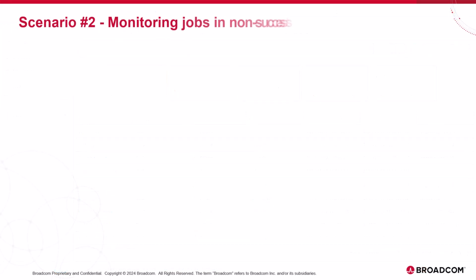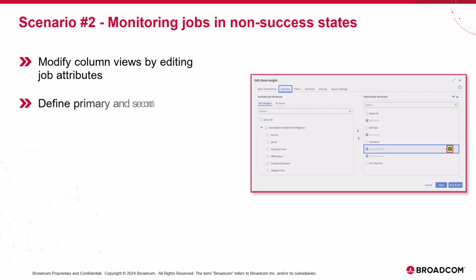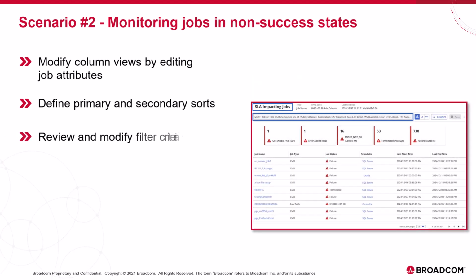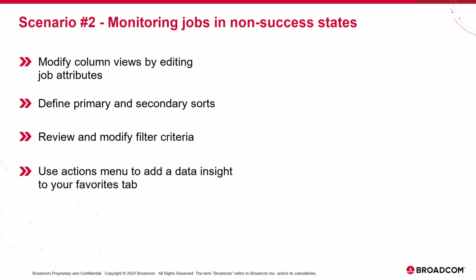From the second scenario, we learned that you can modify your column views by editing the job attributes. Define primary and secondary sort criteria on your data. You can also review and modify the filter criteria, and you can use the Actions menu to add a data insight to your Favorites tab. Now let's review how you can use a job status data insight again.